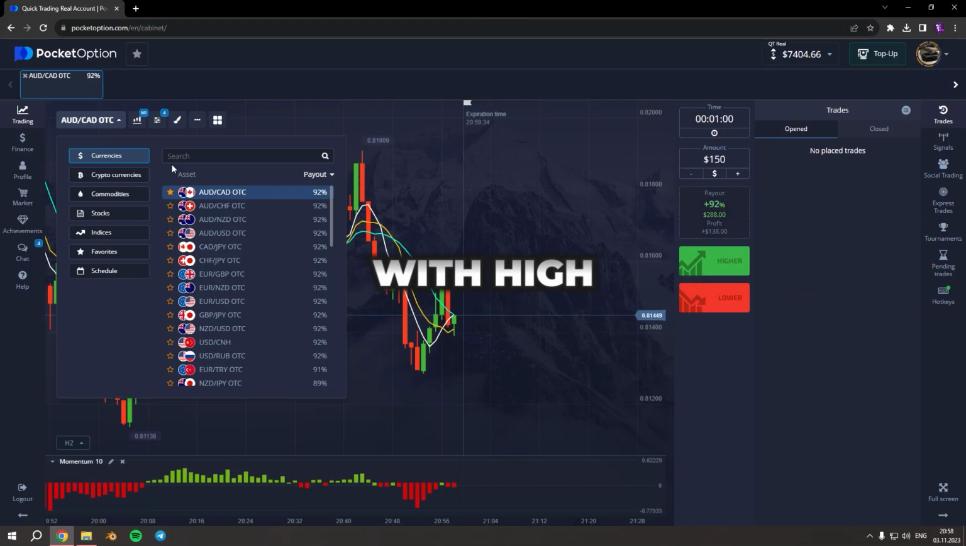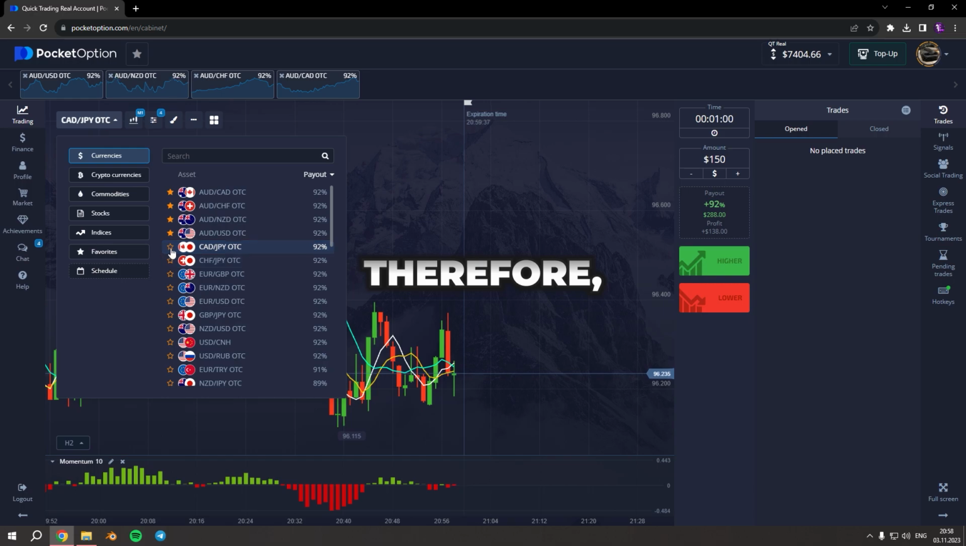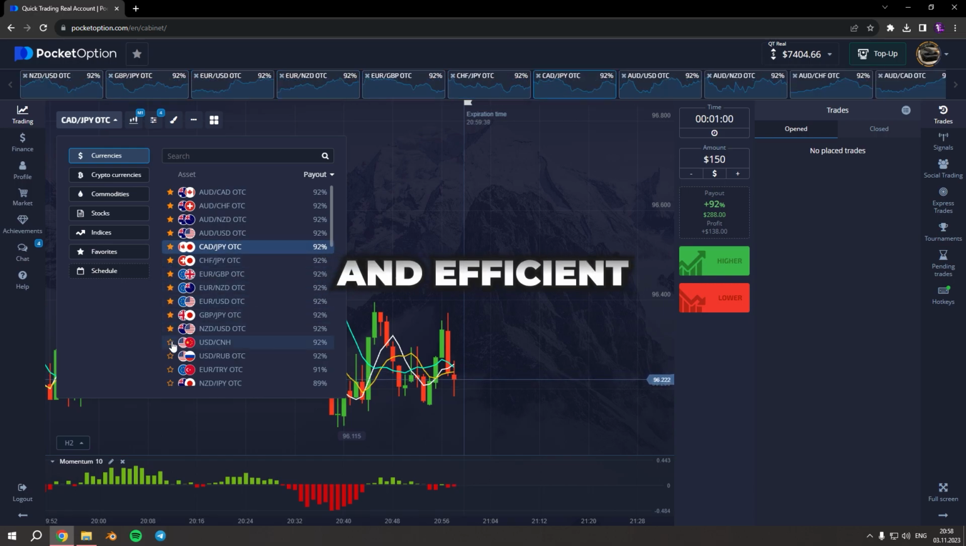I always prepare instruments with high payouts before I start trading. Therefore, switching between them will be much more convenient and efficient for me.